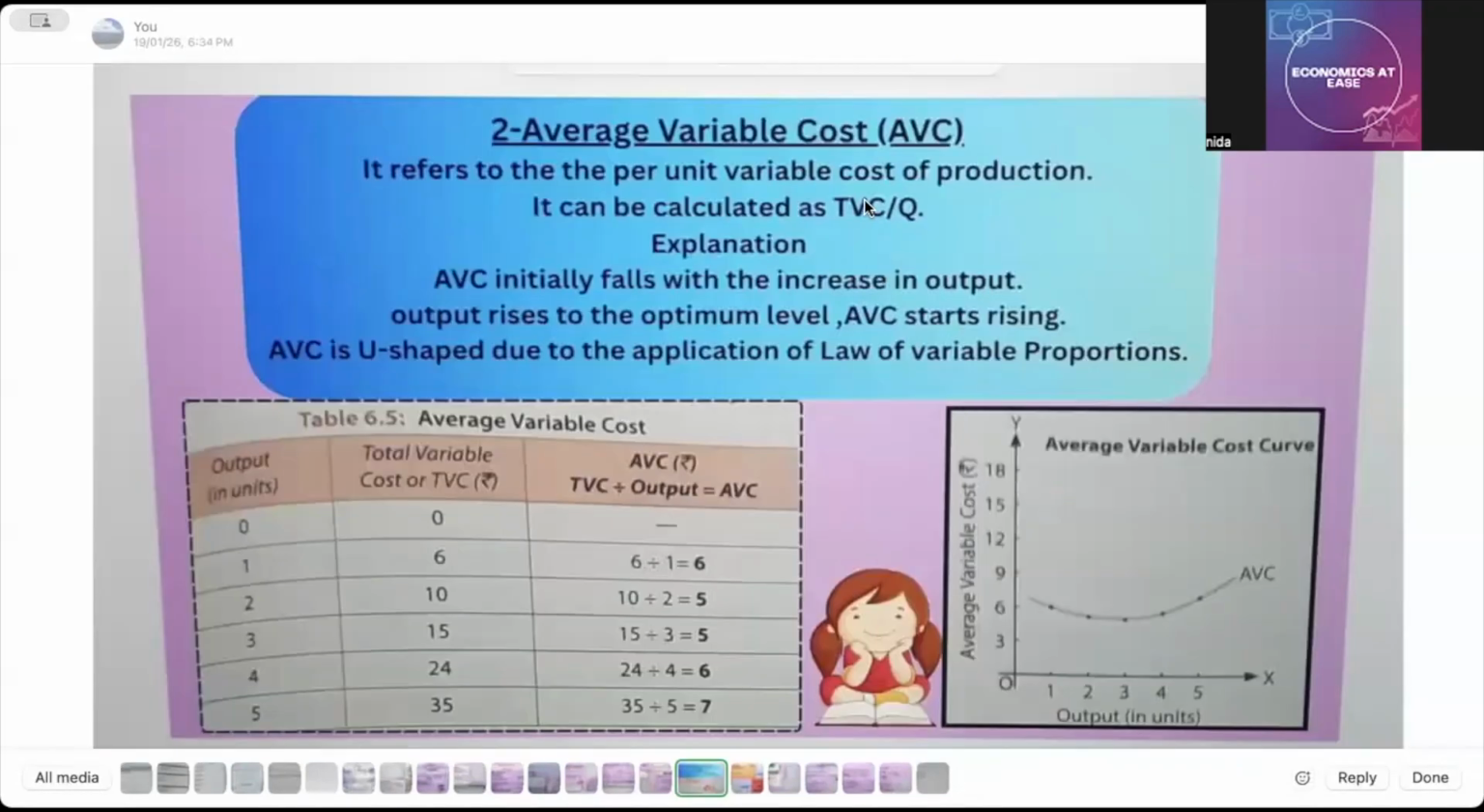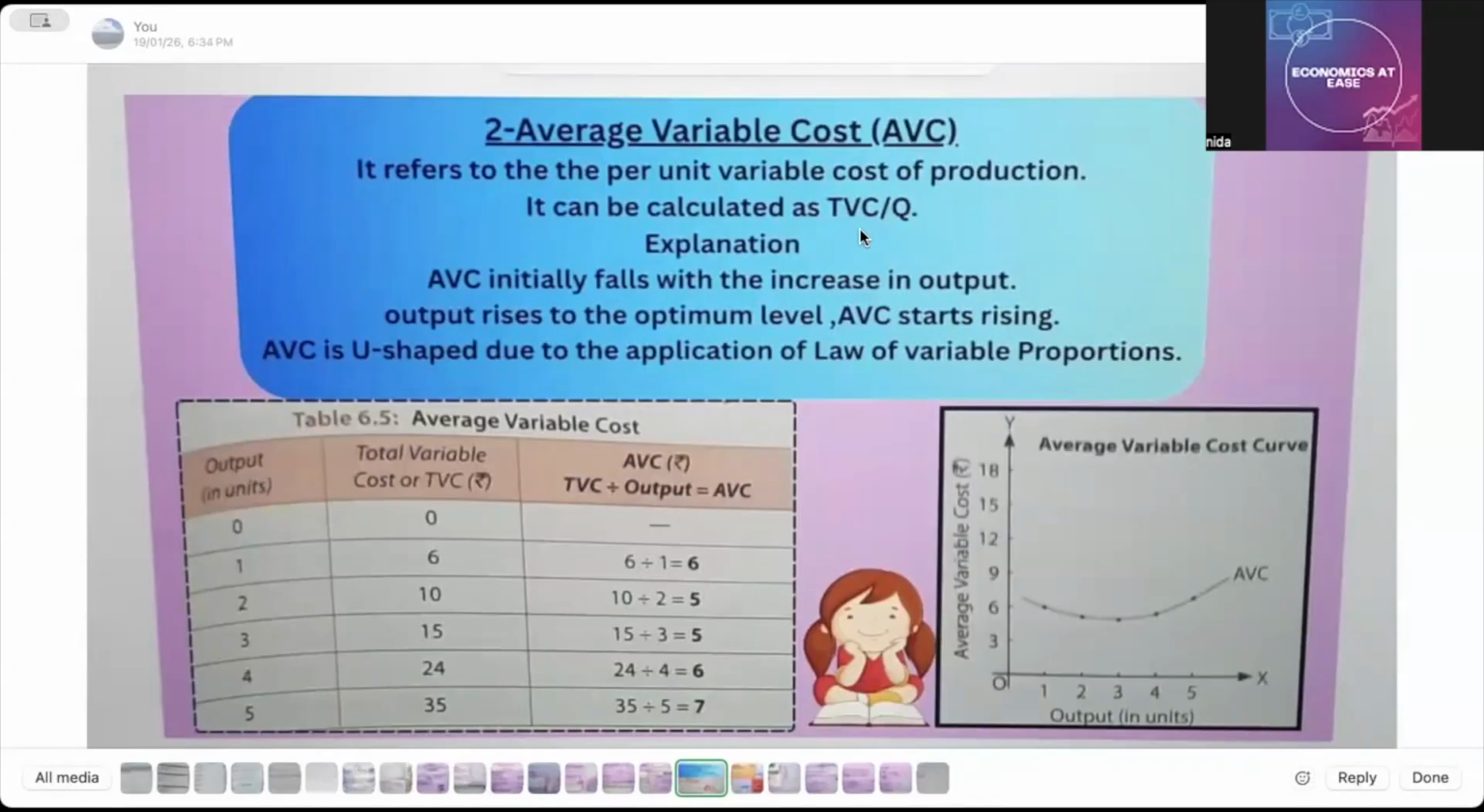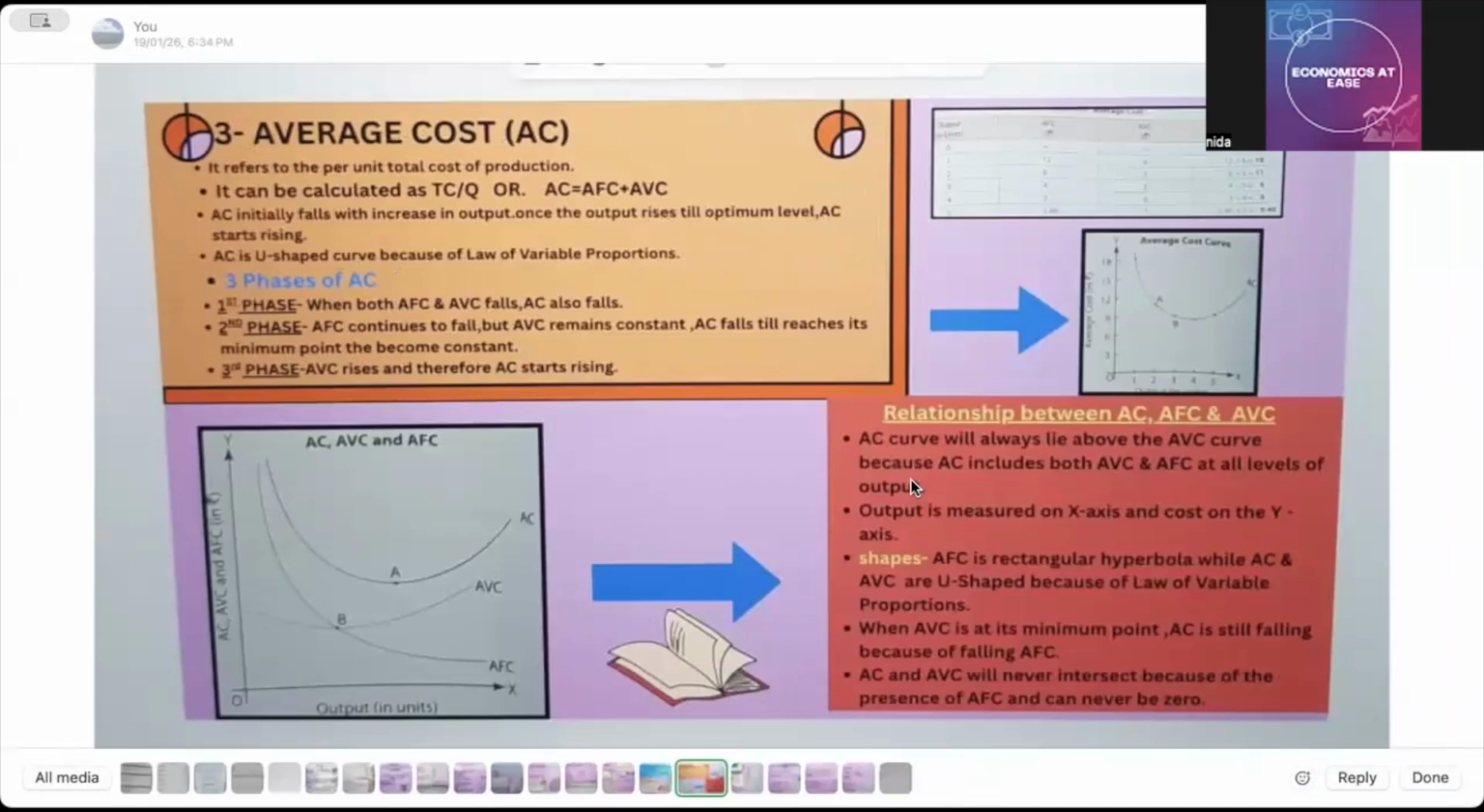Then AVC, that is average variable cost, can be calculated as TVC divided by Q. And then it initially falls with the increase in output and rises after the optimum level, and it is also a U-shaped curve. The diagram and the table are also provided, and the reason behind all these curves is the law of variable proportion.